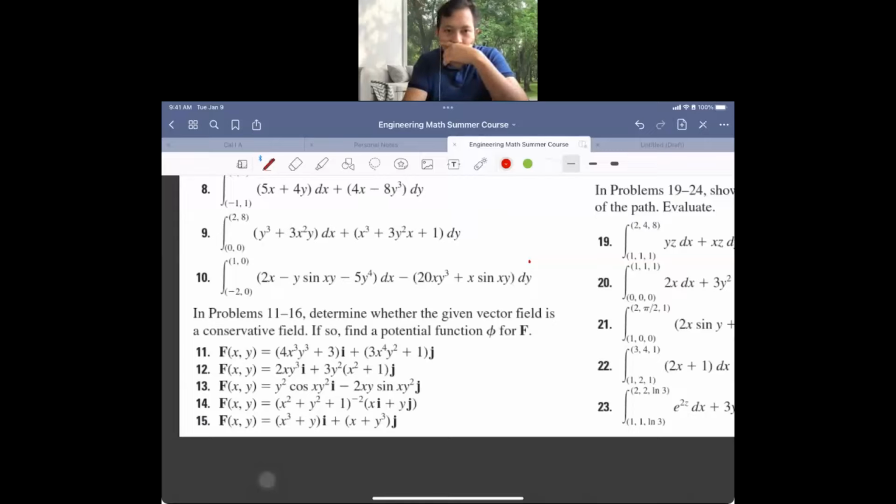Okay, numbers 11 to 16. It's the same. We could check first whether it's a conservative field or not. Conservative means it's basically independent of path. So we could check using this exact equation. We need to know whether this and this, if we take the partial with y and the partial with x, are the same or not. If that is the same, then it's a gradient field, or we say that it's conservative.